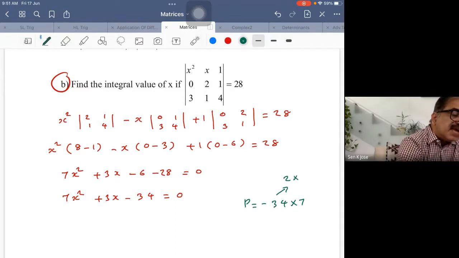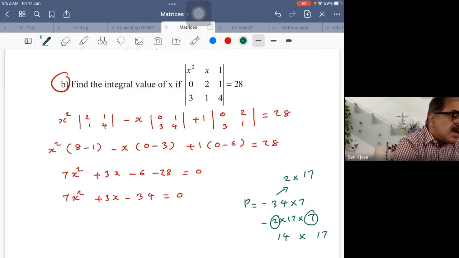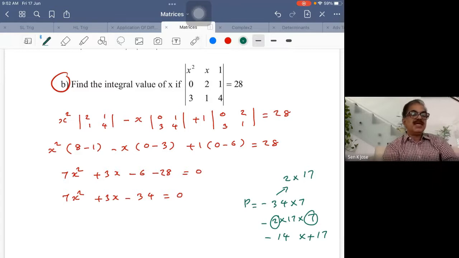This 34 can be written as 2 into 17. So 2 into 17 into 7. So you group 2 and 7 together. So 14 and 17. And you need plus 3. So plus and minus. Yeah, there you go. So those are the numbers. Minus 14 and plus 17 are the numbers.